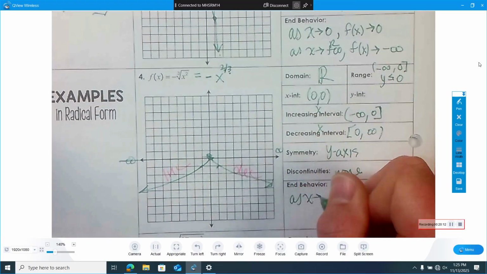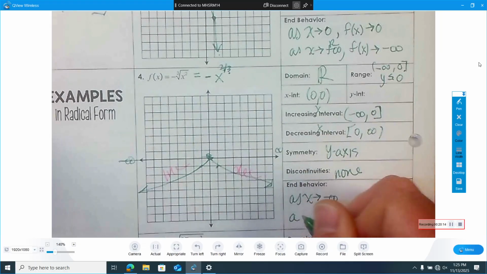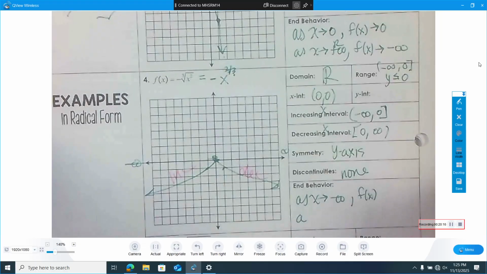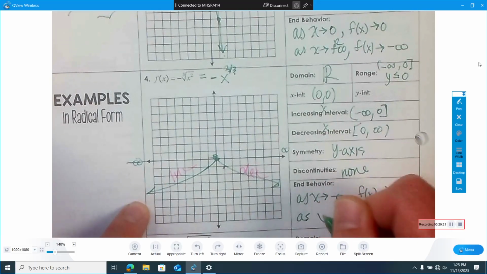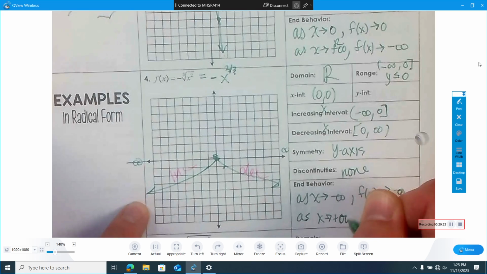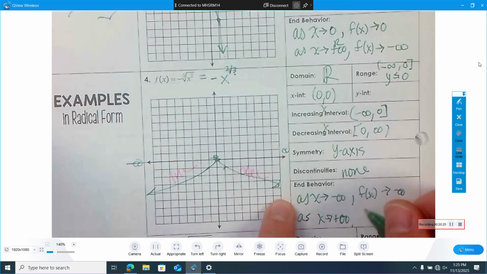As x approaches negative infinity, what is our function doing? Yep, going to negative infinity. And as x approaches positive infinity, so as we move to the right, where's our graph going? To negative infinity.